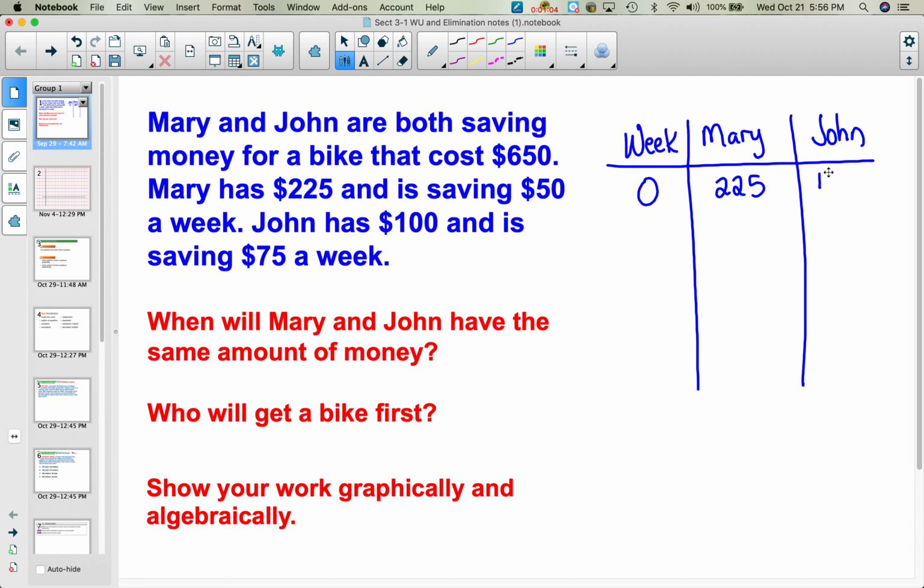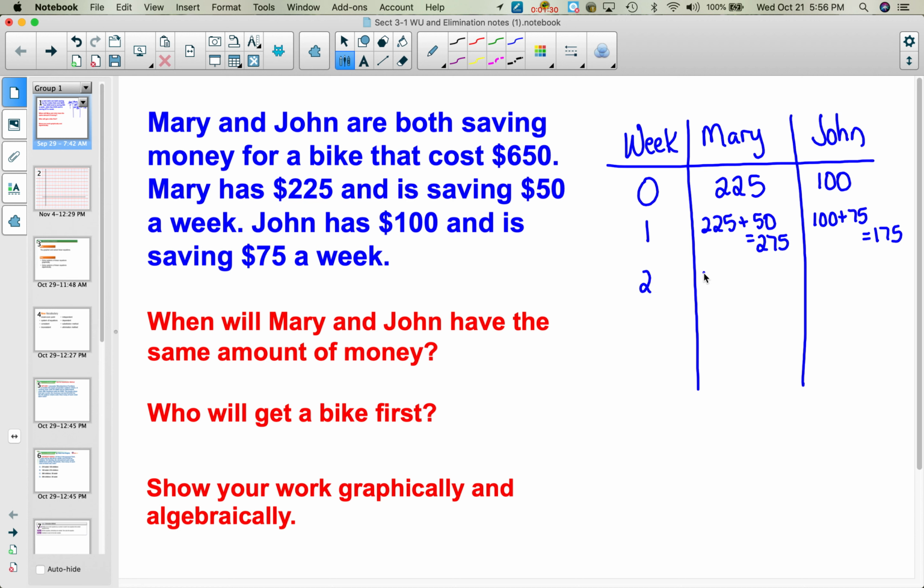So if we consider week 0 right now, Mary's starting with $225 and John is starting with $100. Then think, okay, a week from now, Mary is going to have saved $50 more. So she's going to have $225 plus 50, and John's going to have 100 plus 75. So he'll have 175, she'll have 275.